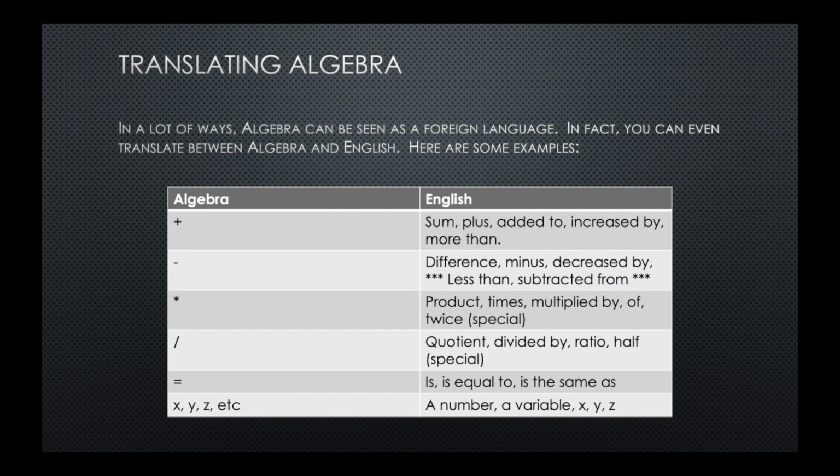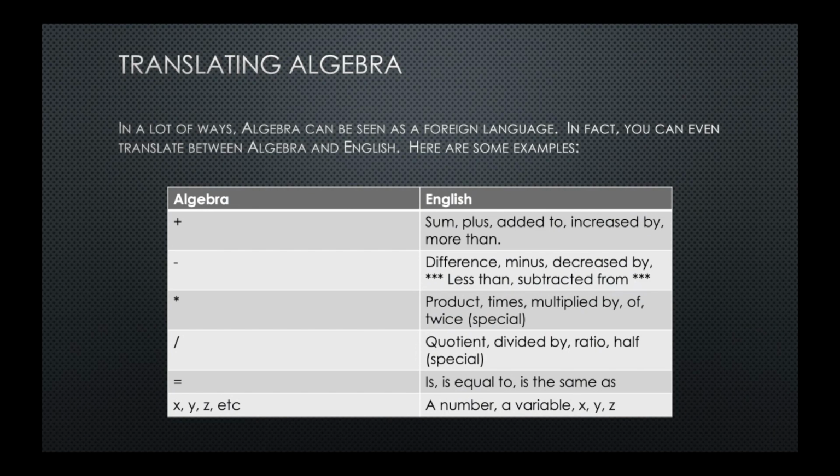Next we have minus. And the words that can mean this are difference, minus, decreased by, and then I have the next two phrases in asterisks. There's less than and subtracted from. The reason I have those in asterisks is because they flip the order things come in. For example, if I were to say 4 less than x, that is not 4 minus x, it's x minus 4. Less than and subtracted from are two very special cases that you need to make sure that you're on the lookout for, which is why I have them asterisked there.